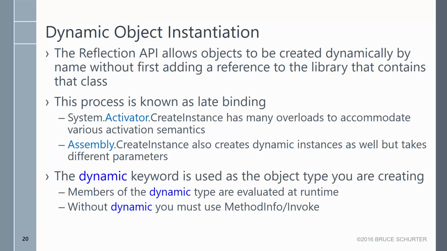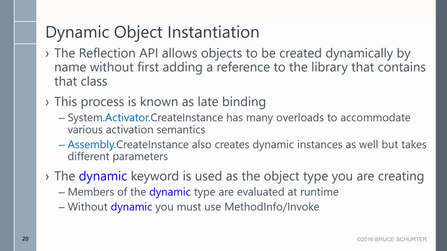And then we have the Assembly.CreateInstance method, which also will create dynamic instances, but it's a different set of parameters. Typically speaking, if you have a reference to the assembly you wish to create an object on, Assembly.CreateInstance, which is basically a constructor call, is going to be by far the more efficient one, because System.Activator.CreateInstance typically requires it to go search for that assembly first before you can actually create the instance.